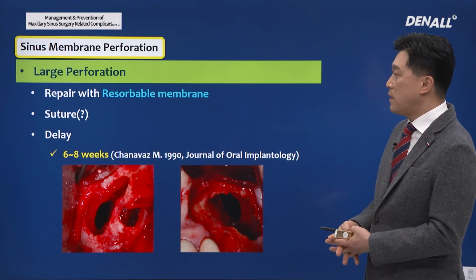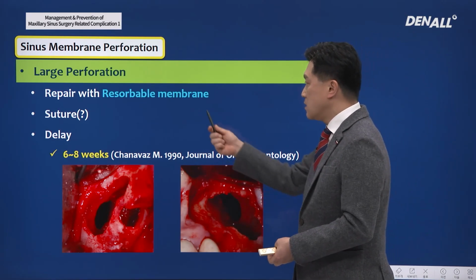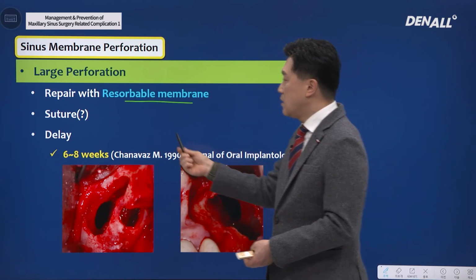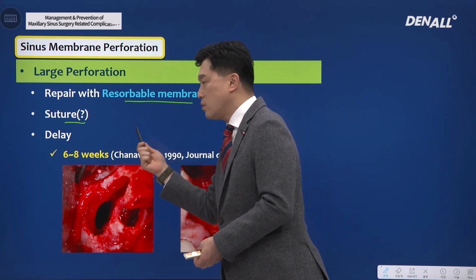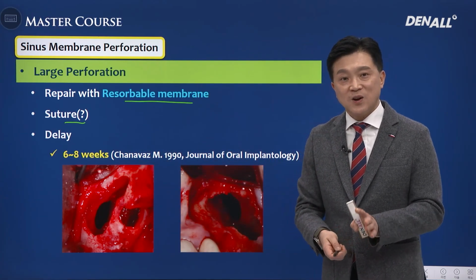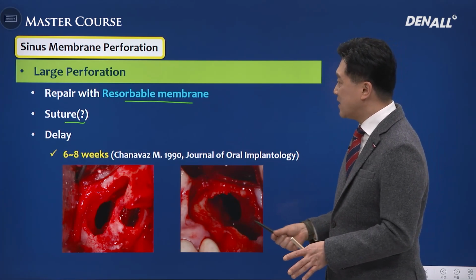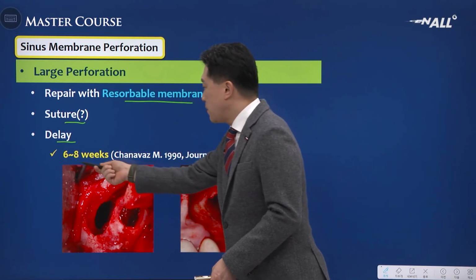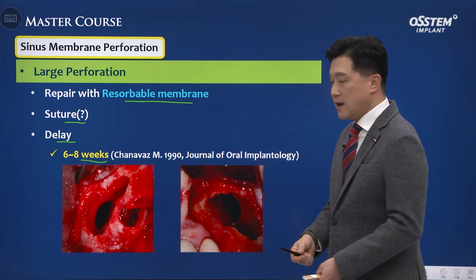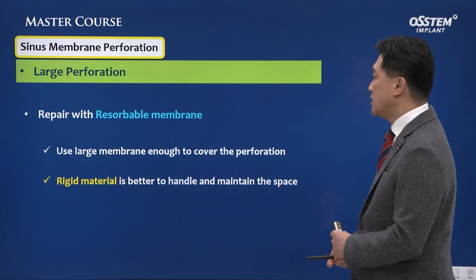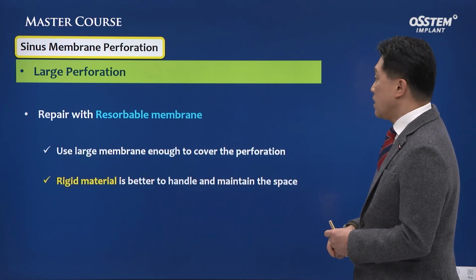In the case of large perforation, you need to do repair. The most frequently used method is to use a resorbable membrane for repair. In the case of suture, this may be possible if the membrane is thick, but I would not recommend you to attempt it. Don't do it. Rather than that, just do a delayed approach: you should wait 6 to 8 weeks and then do surgery again.